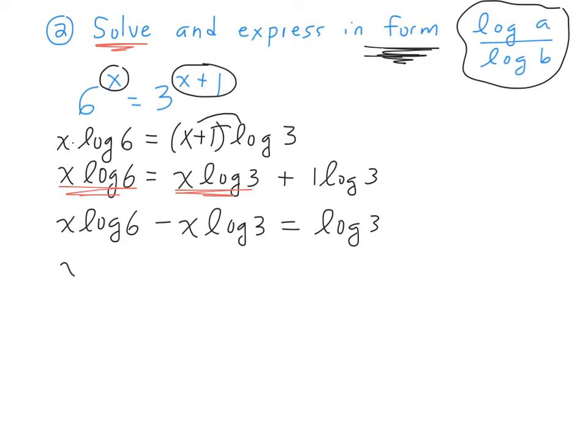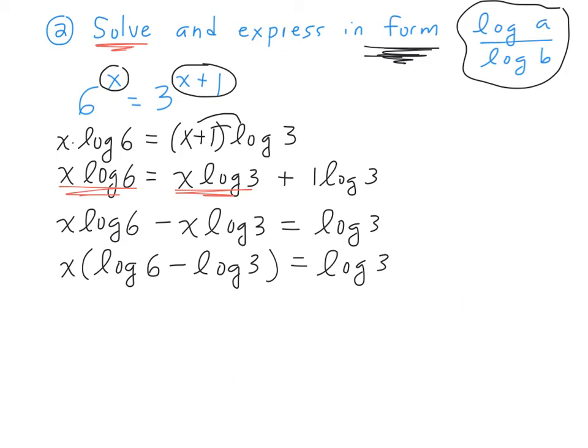Well, we can go from seeing 2 x's to 1 x by factoring out an x as a GCF. So if I factor out an x, and again you can just mentally check this, if you were to distribute that x through, you'd have x log 6 minus x log 3.